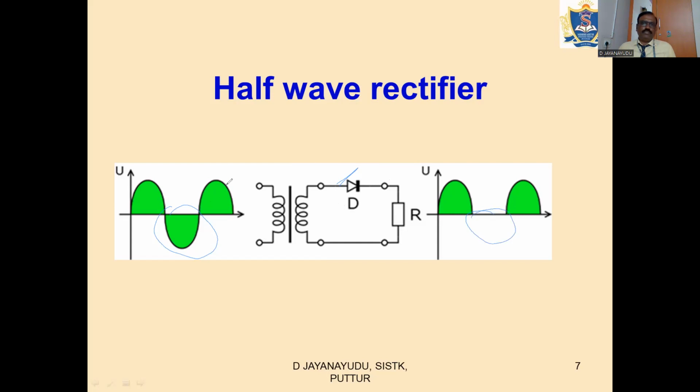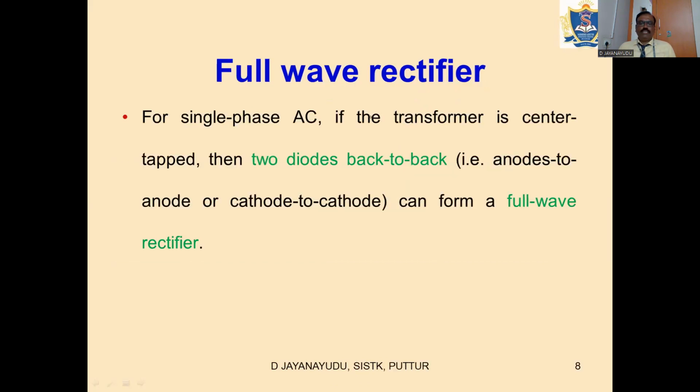Again, the positive half cycle comes. For the positive half cycle, once again the diode becomes forward biased, so we will be getting the positive half cycle of the output. The period of the waveform is again the same as the input, but the negative side has been removed. So that is how it acts as a half-wave rectifier. Now let us look at the full-wave rectifier.